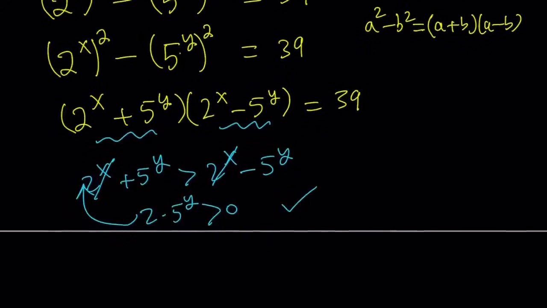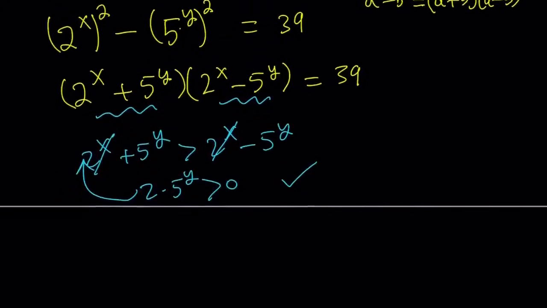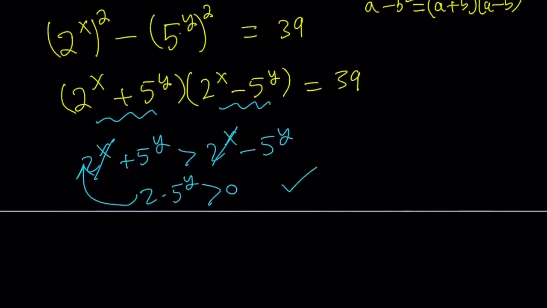So what do we do with that? We're going to go ahead and factor 39. 39 can be factored in a few ways. But we have to make sure that the first factor is always larger. 39 is not a perfect square, so the factors are not going to be equal. That would indicate 5 to the y is 0, but that's not going to happen. But anyways, this can be 39 times 1 or 13 times 3.